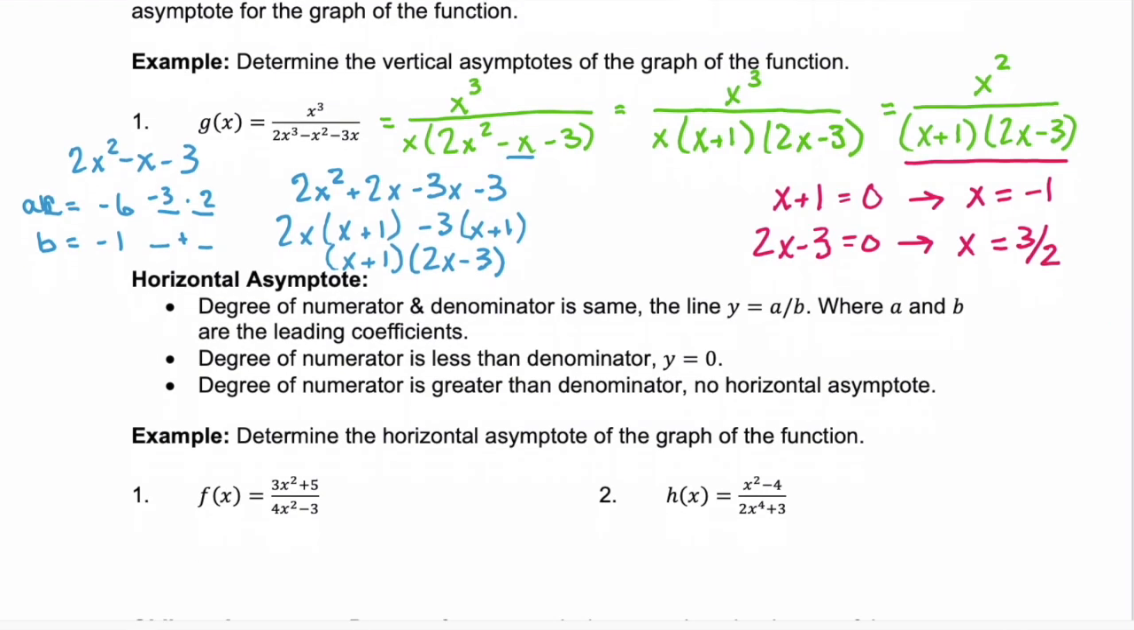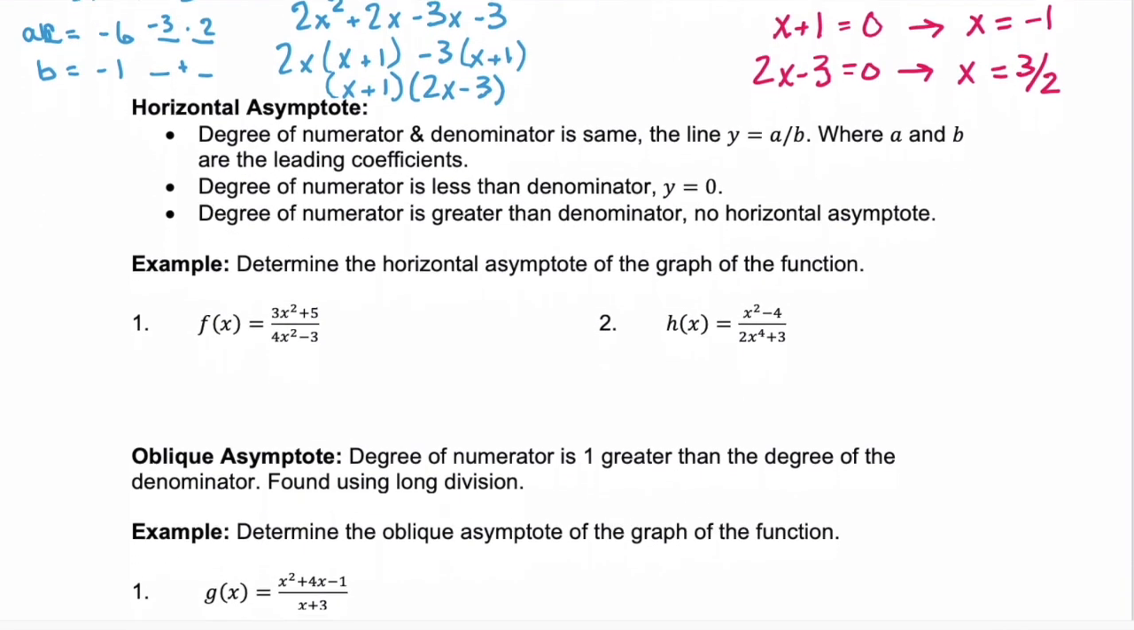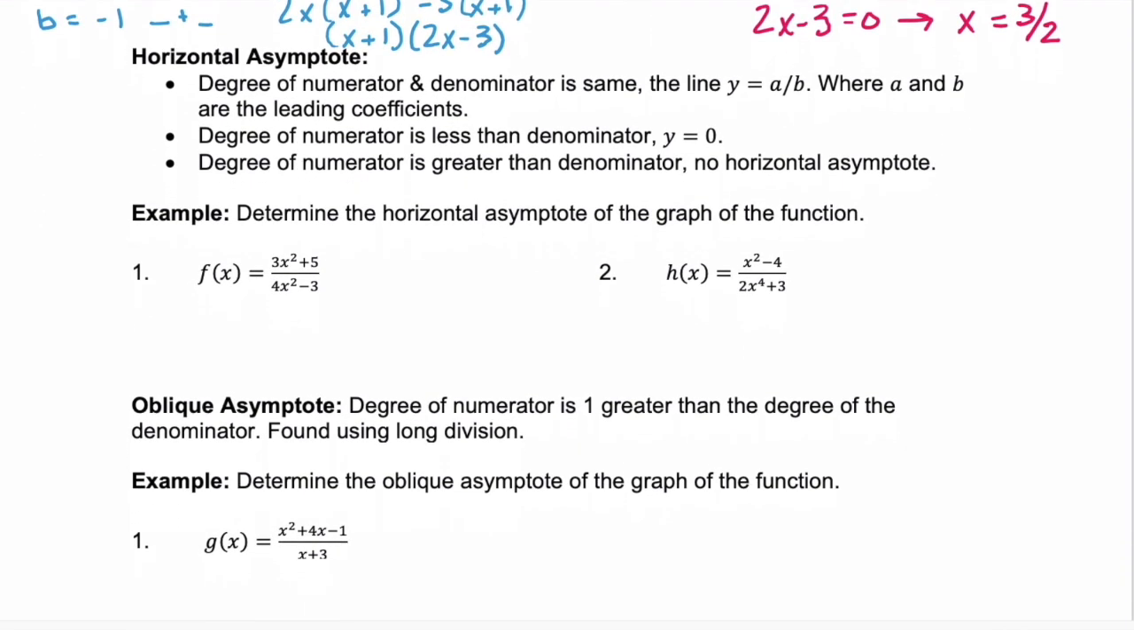Now, vertical asymptotes take a little bit of work. Horizontal asymptotes are a little bit easier, but there are more rules to remember. So for the horizontal asymptotes, you're comparing the degree of your numerator and the denominator. If it's the same, you're going to end up with a line that is equal to the quotient of the leading coefficients.